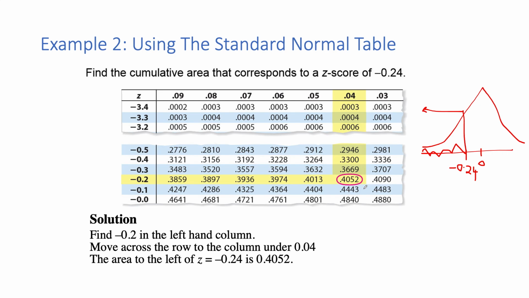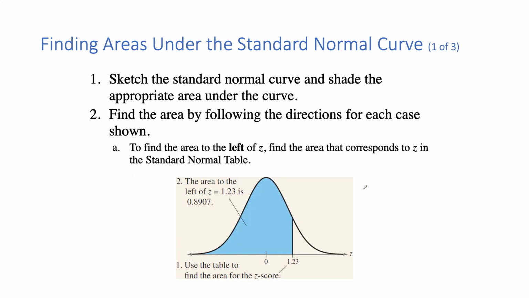So what happens when you need areas to the right? That's where we're going next, but that's basically what it is. Okay, that's the first key thing as to how to read the table itself. All right. The second thing, right?